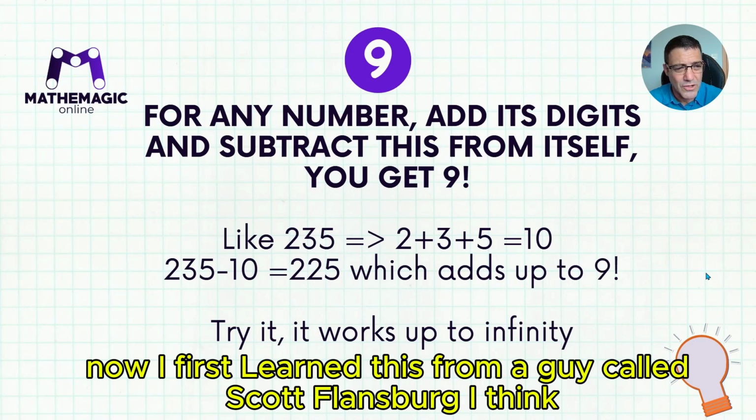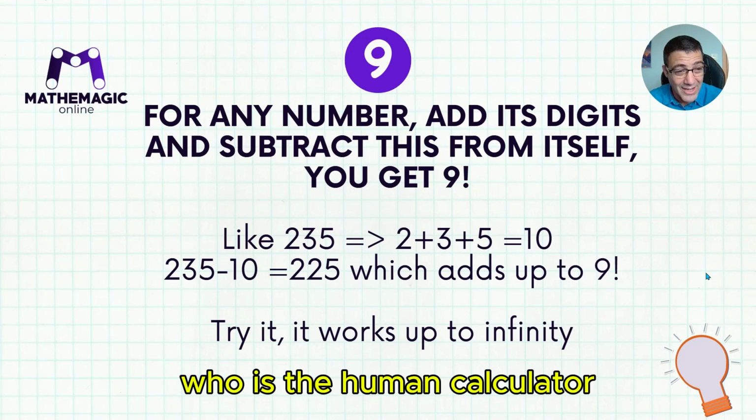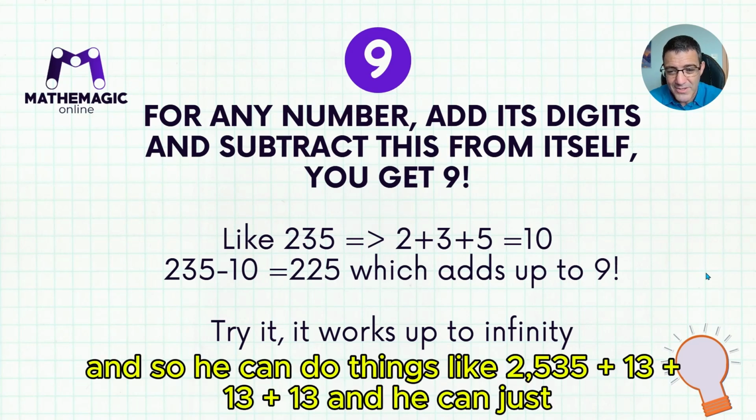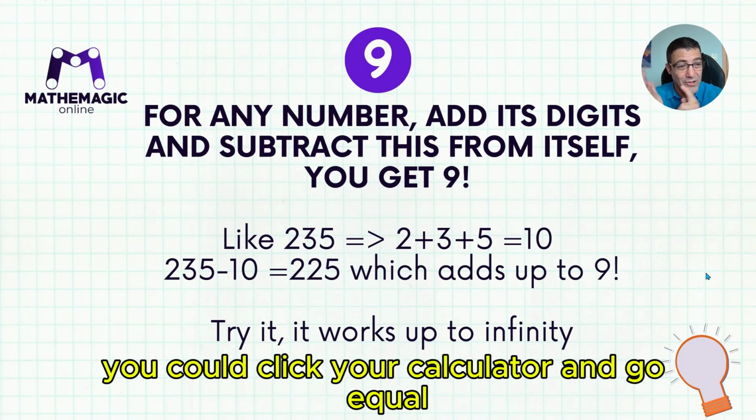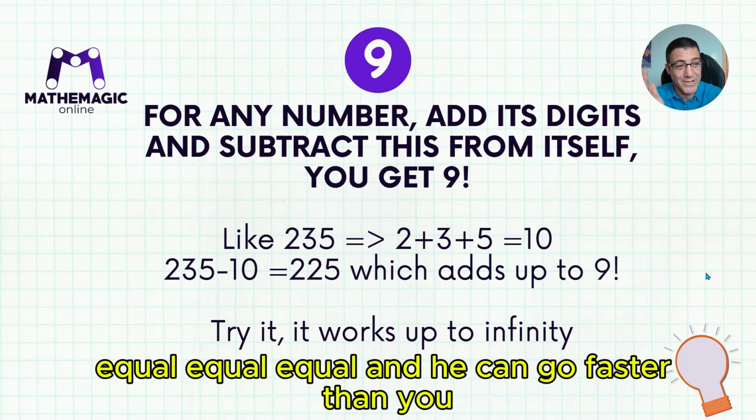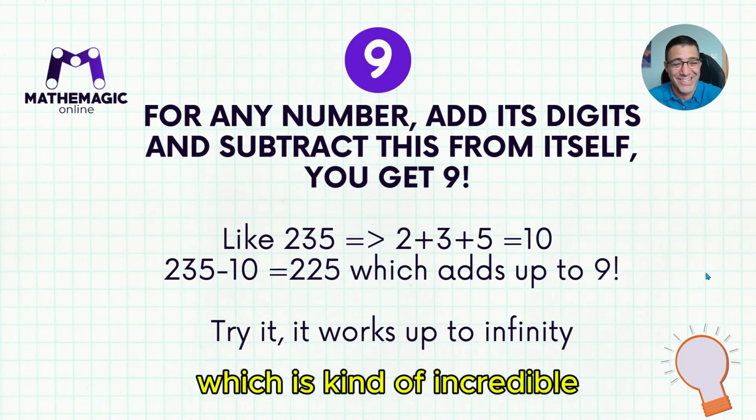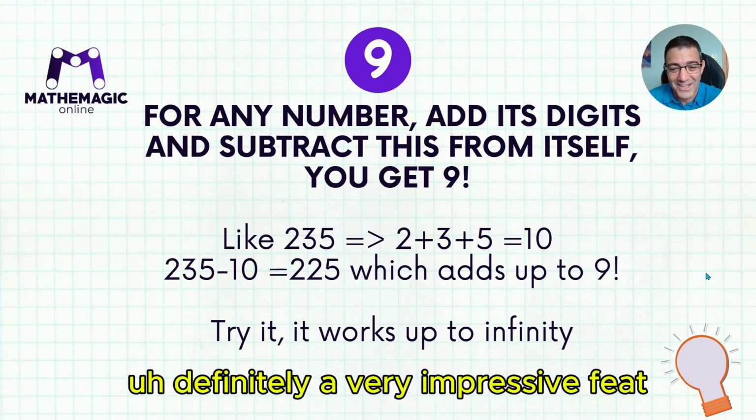Now, I first learned this from a guy called Scott Flansburgh, I think, who is the human calculator. And so he can do things like 2,535 plus 13 plus 13 plus 13. And you could click your calculator and go equal, equal, equal, equal. And he can go faster than you, which is kind of incredible. Definitely a very impressive feat.